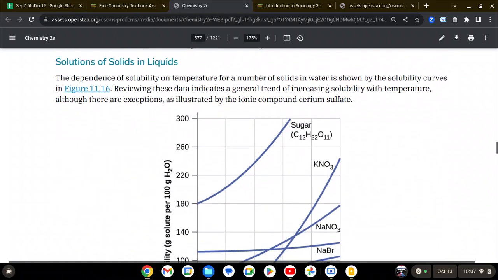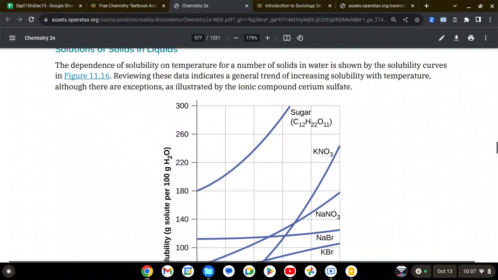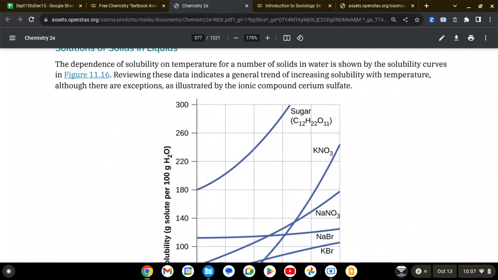Solutions of solids and liquids. The dependence of solubility on temperature for a number of solids and water is shown by the solubility curves in Figure 11.16. Reviewing these data indicates a general trend of increasing solubility with temperature, although there are exceptions, as illustrated by the ionic compound cerium sulfate.